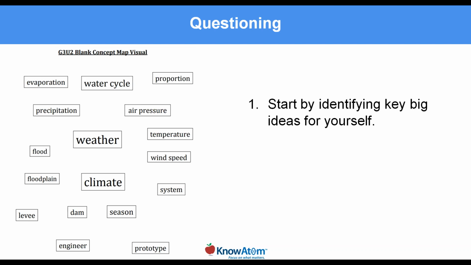So what I would recommend, first of all, is you have to start by identifying key big ideas for yourself. This is sort of like what happens in planning in a KnowAtom context. This is all laid out for you. You have a blank concept map online, and you have one that's filled out at the back of your unit. These are big ideas that are a part of this unit, okay? Key concepts.